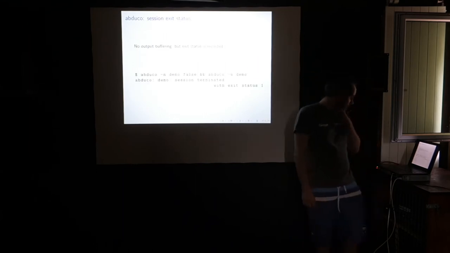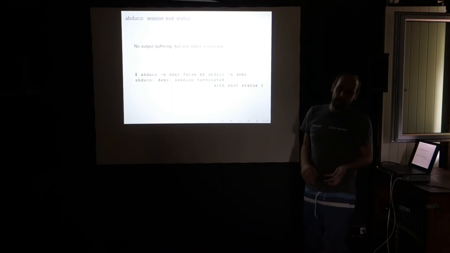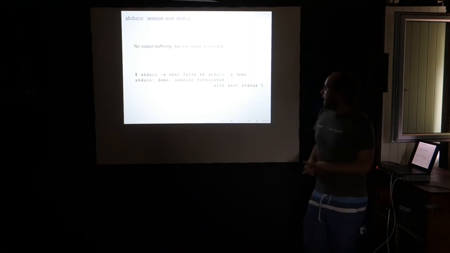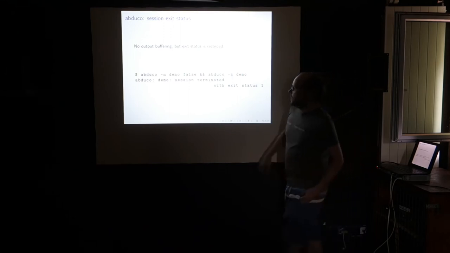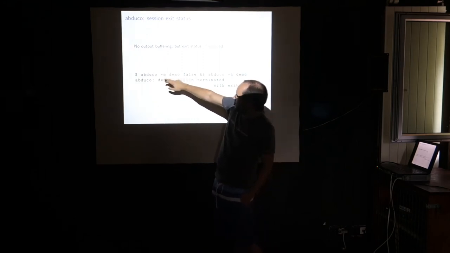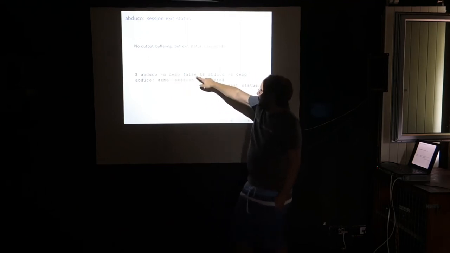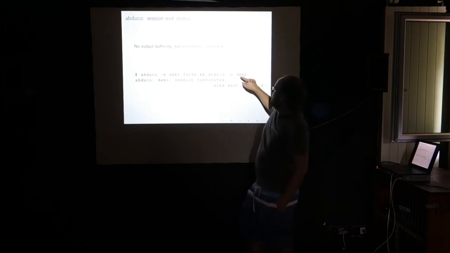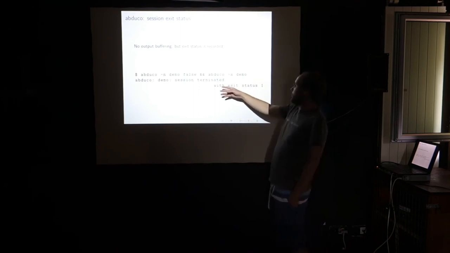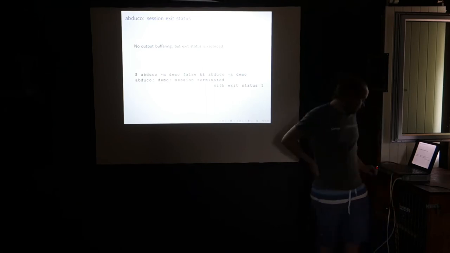So there's no output buffering, so if your session terminates while you're not looking at it, then you won't get back the output, but at least it captures the exit status. So what it does here is it starts a new session called demo, but it doesn't connect to it. That's what the minus n option does, and then it starts spin false. Then it immediately tries to attach to it, but the session already terminated, and it gives you the exit status, which was one in that case.